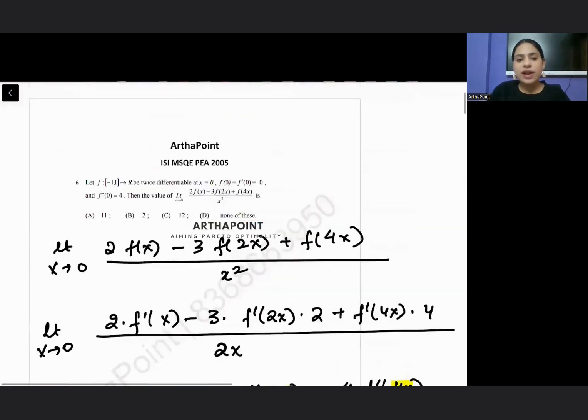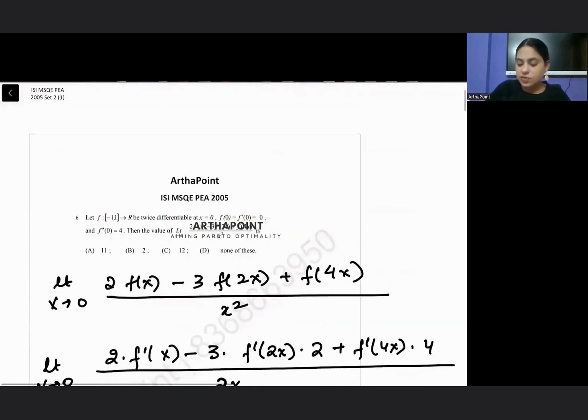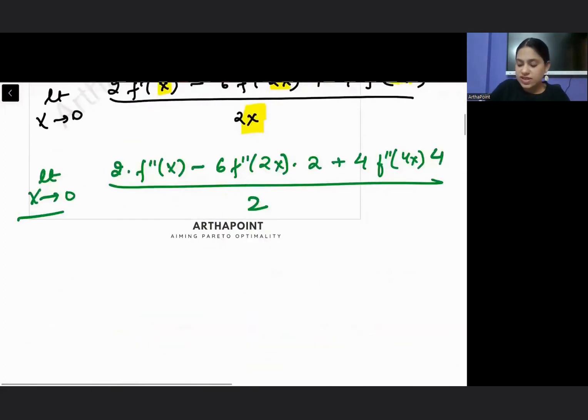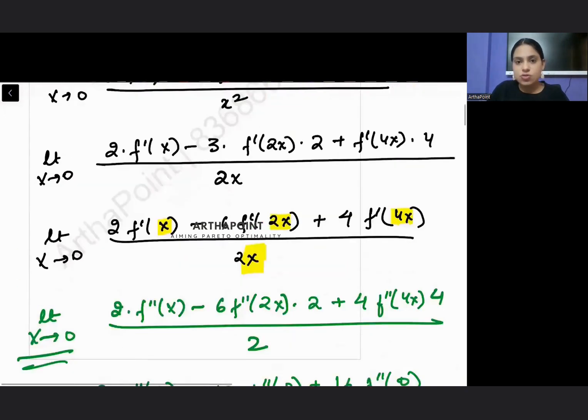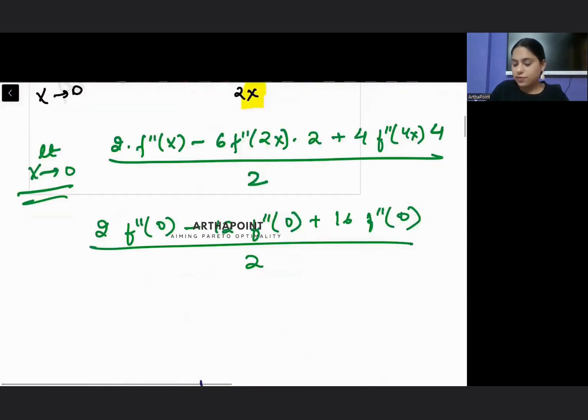Now I need to put the value of f double dash x, and that is given at 0, and that is given to me as 4. So I will just put x as 0 here. So 2 f double dash 0 minus 12 f double dash 0 plus 16 f double dash 0 upon 2, and that is given to me as 4. So I'm going to plug 4 now.